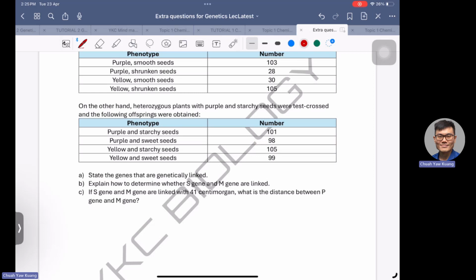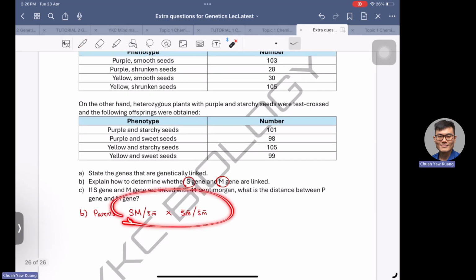For B, for the parent, you want to determine for the S gene and M gene, so the parent must be heterozygous: one big S, one big M, and one small s, one small m. This is the parent requirement. Then you will do the test cross. I should write small s in linkage way, so SM and sm. This is the condition.